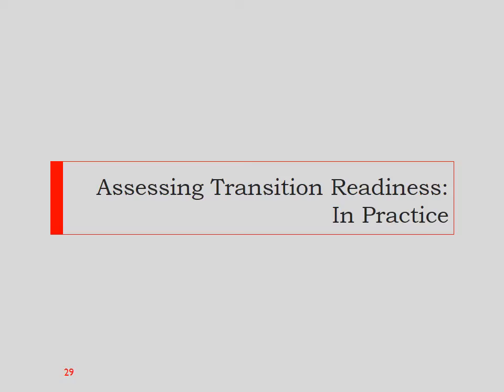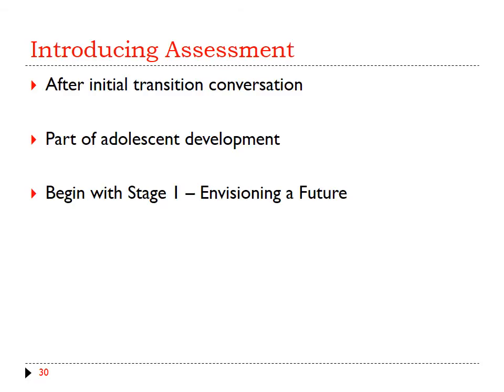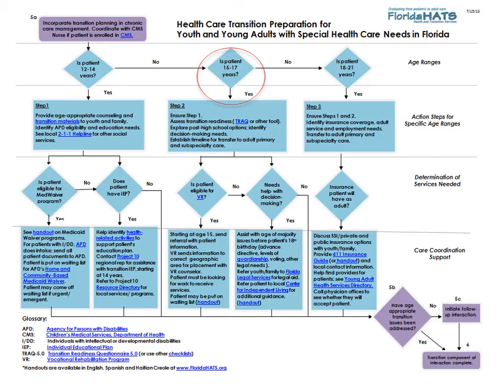The next few slides discuss how to introduce and administer assessment tools in your practice. When introducing the assessment tools to patients, build off of your initial transition conversation. Remind patients and parents and caregivers that this process is for every adolescent in your practice. Each patient should start with assessment tools for Stage 1, regardless of their age. The Florida Algorithm for Youth with Special Health Care Needs highlights transition readiness assessment beginning with the age of responsibility.